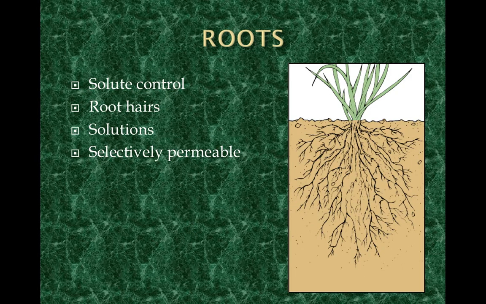Solutes taken up by the roots are controlled by membranes. Roots increase surface area for absorption via root hairs. Those are extensions of the epidermis. Everything absorbed by the roots is in solution. The cells of the roots have selectively permeable membranes that decide what gets to the xylem.